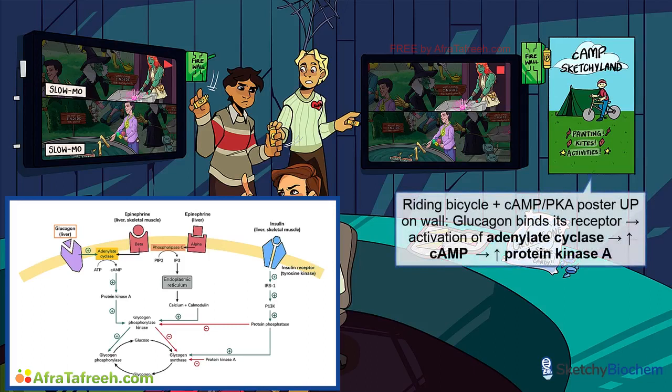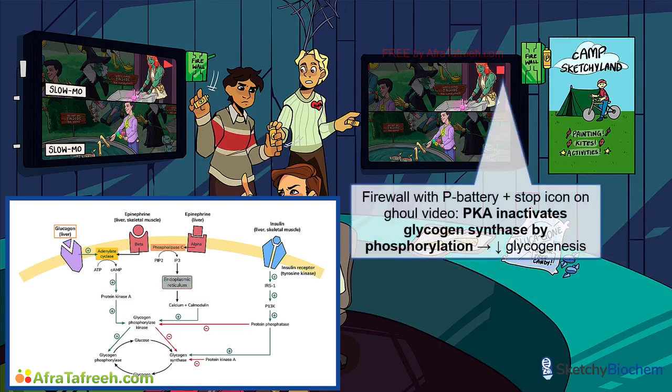The Camp Sketchyland poster up on the wall above the sugar-free packets will help you remember that glucagon results in adenylate cyclase, cyclic AMP, and protein kinase A going up. Protein kinase A has several functions. First, it inactivates glycogen synthase by phosphorylation. See the TV and firewall on the right? When the P battery is in place, the Ghoul video doesn't play.